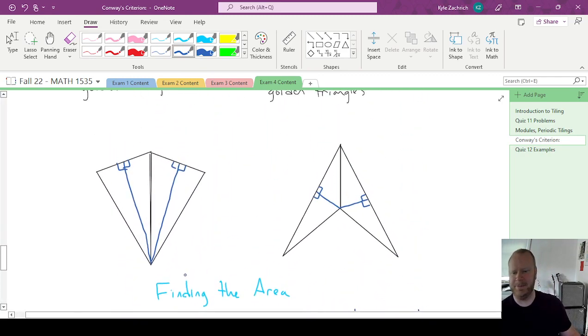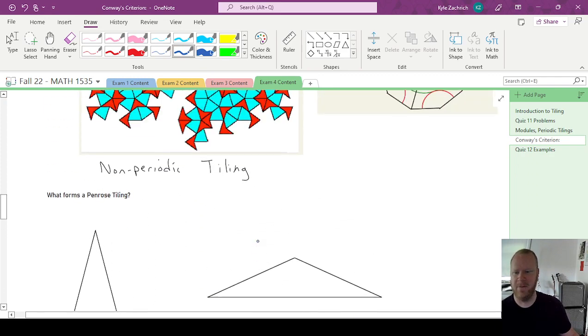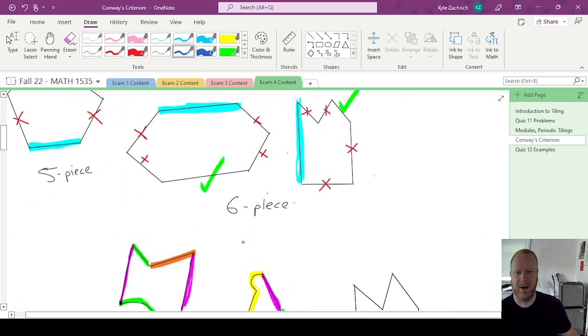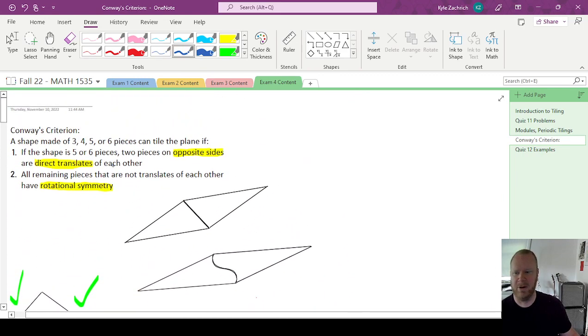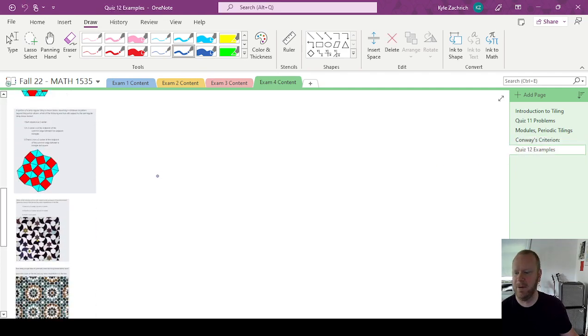We'll look at an example of finding the area of these, and we'll see if we can figure out whether shapes satisfy Conway's criterion in the next video, where I go over these examples.